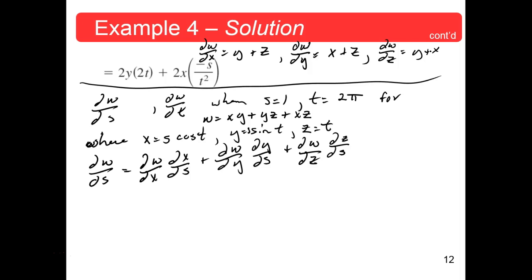Okay. Now let's do the other partials. Yuck. Partial of x with respect to s is equal to cosine t.